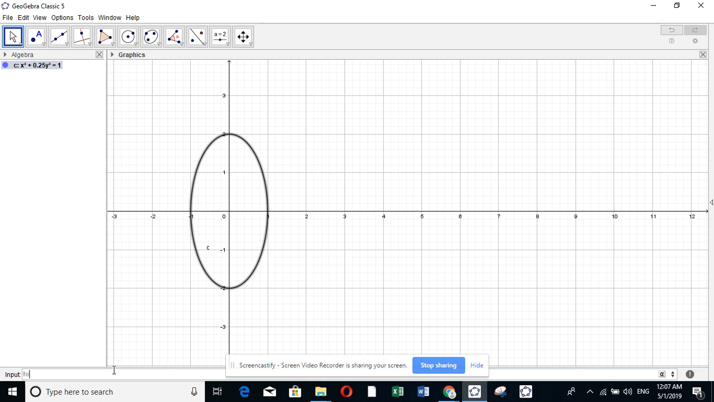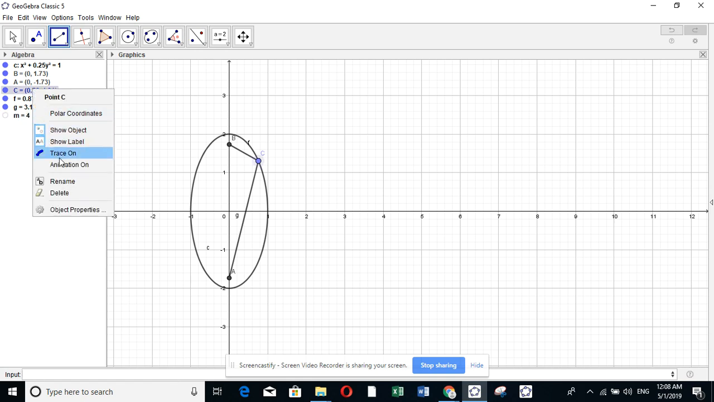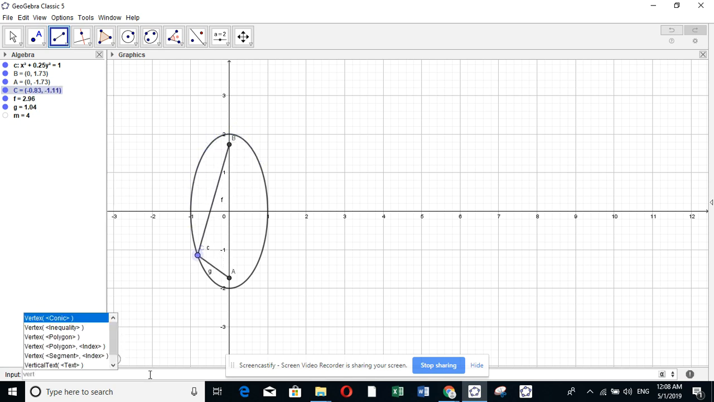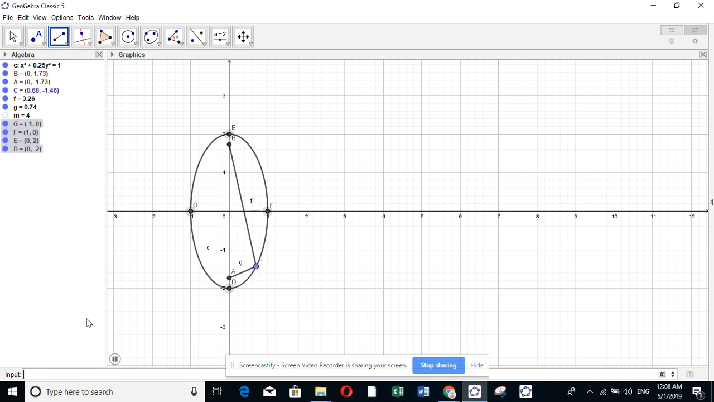So you have the foci, and if you pick a point here, same story, you measure the distance from C to B and C to A, and then you make the sum of these two segments, F plus G. If you animate the point C, you're going to see it will not change. This conic has 4 vertices. Here, for the vertical one, the minor axis is parallel to the x-axis and the major axis is parallel to the y-axis.